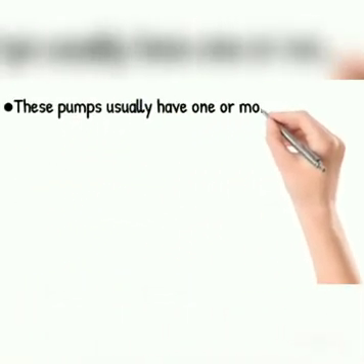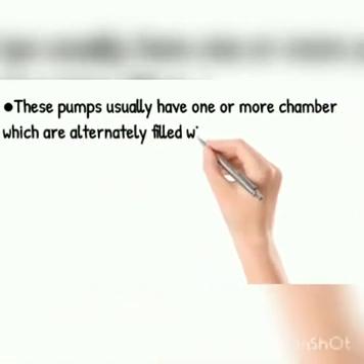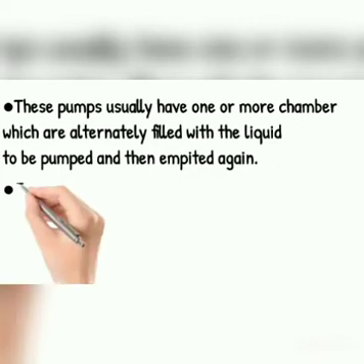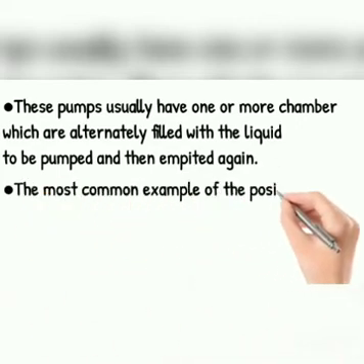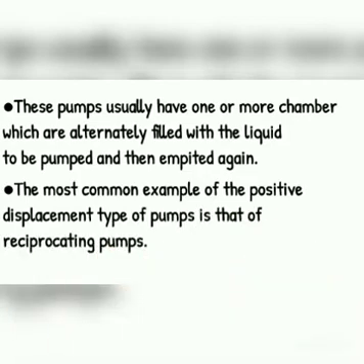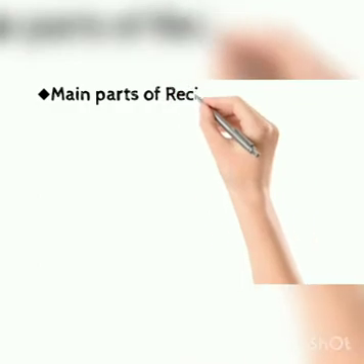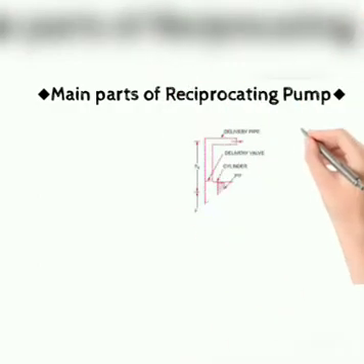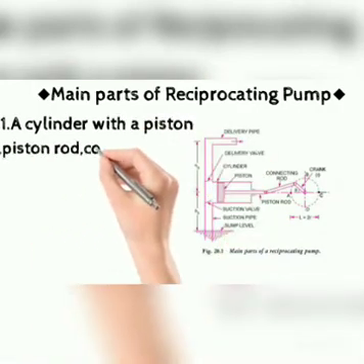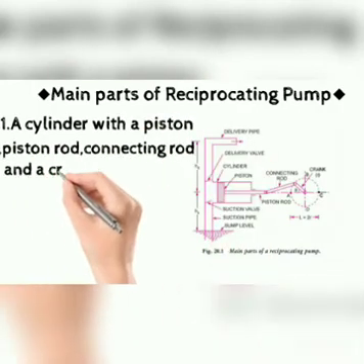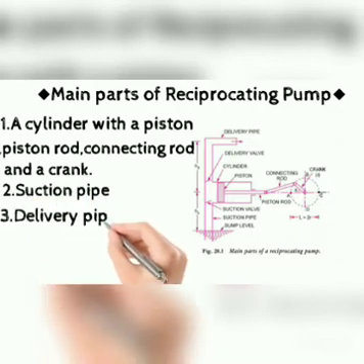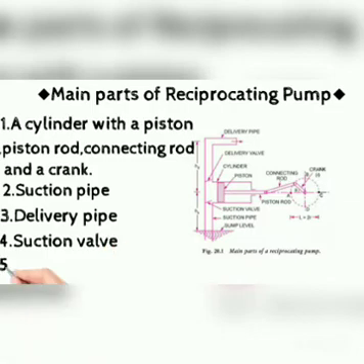These pumps usually have one or more chambers which are alternately filled with the liquid to be pumped and then emptied again. The most common example of the positive displacement type of pump is that of the reciprocating pumps. So now let us see what are the main parts of reciprocating pumps. It has a cylinder with a piston rod, connecting rod and crank, suction pipe, delivery pipe, suction valve and delivery valve.